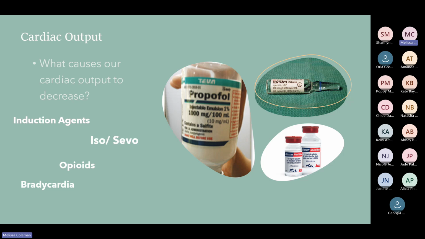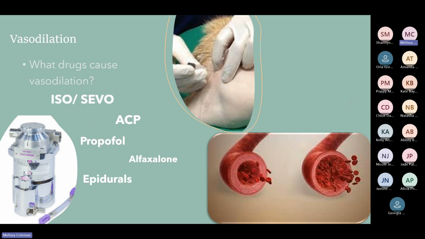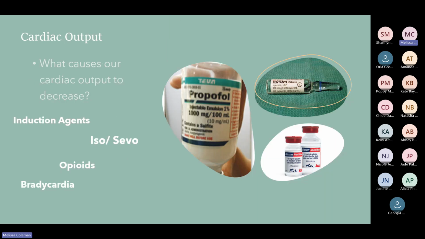Our opioids can cause bradycardia, and then if we're using our alpha-2 agonists such as medetomidine and dexmedetomidine. Bradycardia can also occur if we've got our brachycephalic breeds. They generally have higher vagal tone, so sometimes they can have lower rates.